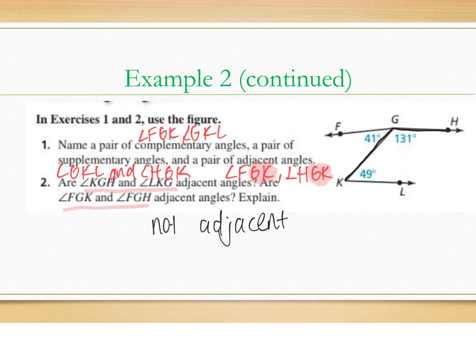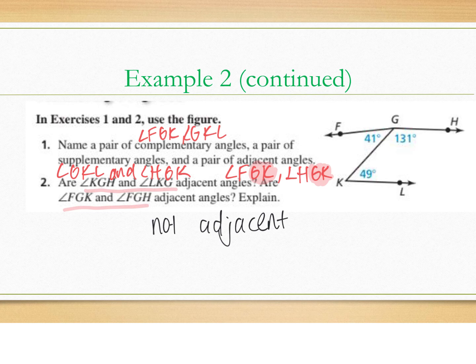What do you mean by it doesn't share a vertex? Can you highlight? Yeah, so let's look at it. Do you remember how F, G, K and K, G, H were both adjacent? Do you see how G is the vertex for both of them? Does that make more sense?